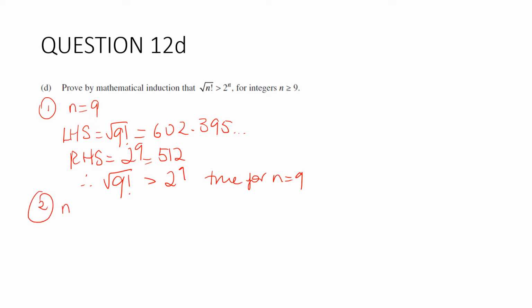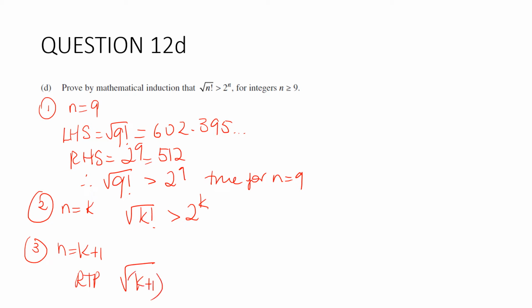Step 2. Assume it's true for n equals k. In other words, the square root of k factorial is greater than 2 to the k. Step 3. Prove it's true for n equals k plus 1. We are required to prove that the square root of (k plus 1) factorial is greater than 2 to the k plus 1. I'm going to start with the square root of (k plus 1) factorial. That's equal to the square root of k plus 1 times the square root of k factorial.